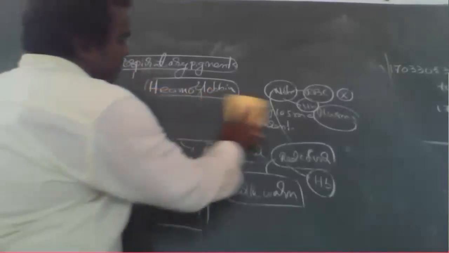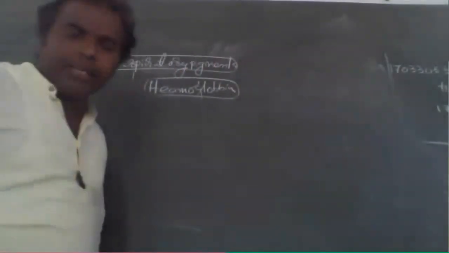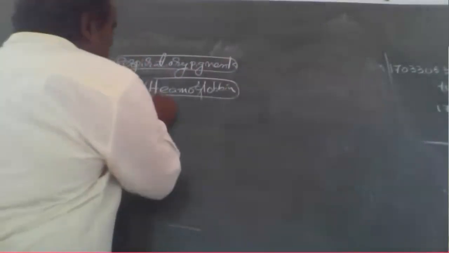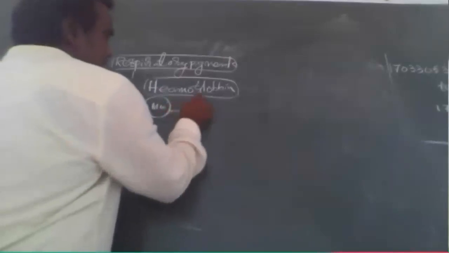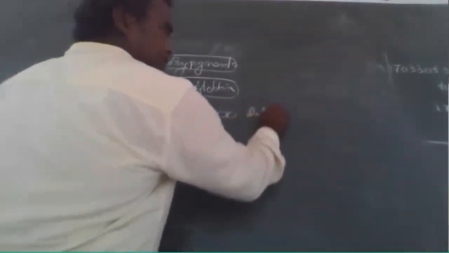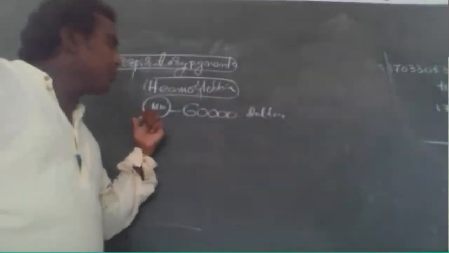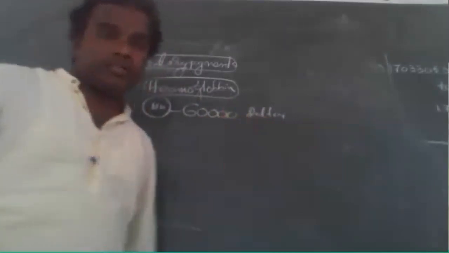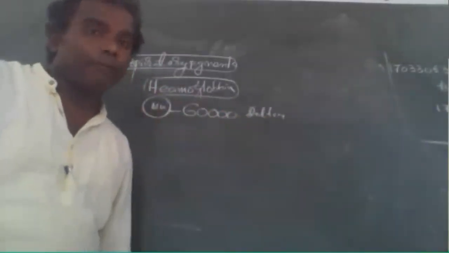Hemoglobin. The molecular weight of hemoglobin is 60,000 Daltons. What is the molecular weight of hemoglobin? The hemoglobin molecular weight is 60,000 Daltons. How many Daltons? 60,000 Daltons.